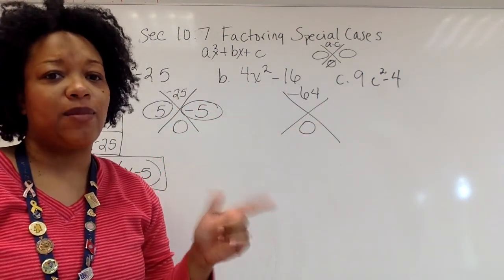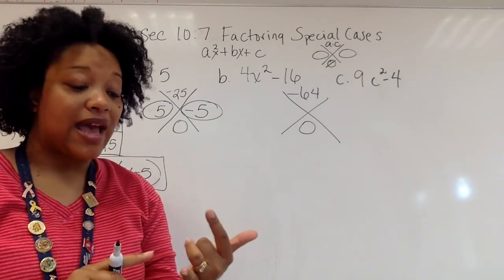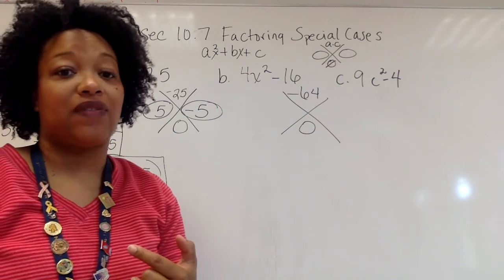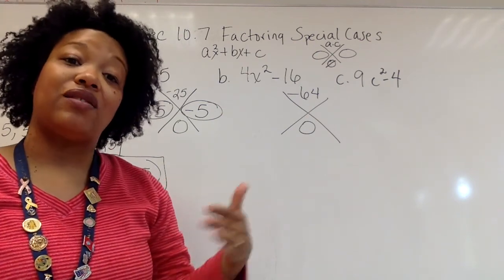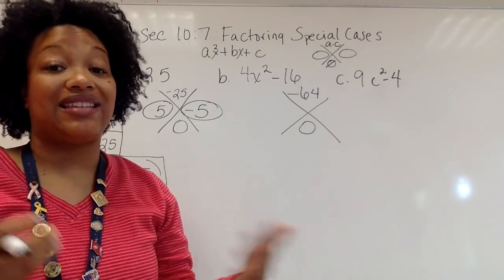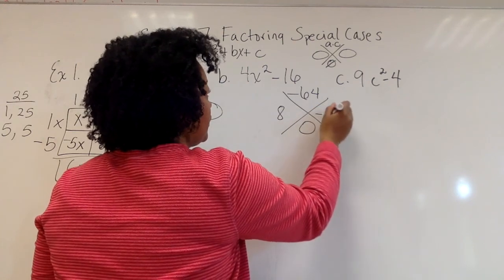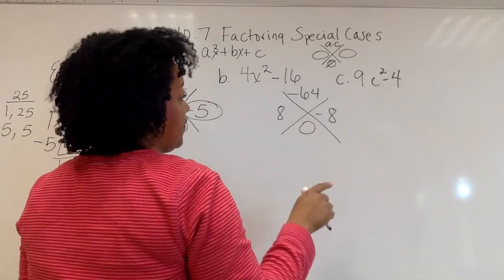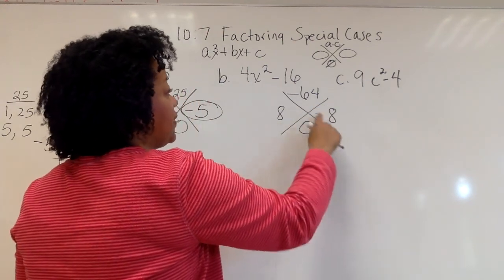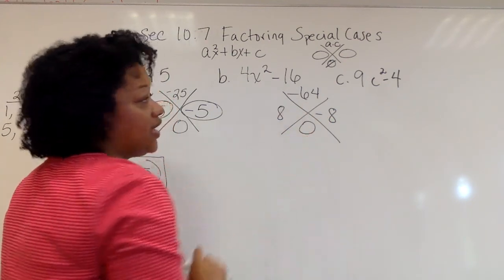Now think about the number 64, all right? What numbers could I multiply that would give me the negative 64, but if I add or subtract, they would cancel out? Well, hopefully you'll realize that it's 8. If I have a positive 8 and a negative 8, okay? Positive 8 and a negative 8. If I multiply them, I get the negative 64. If I add them, they cancel out and they give me a 0.